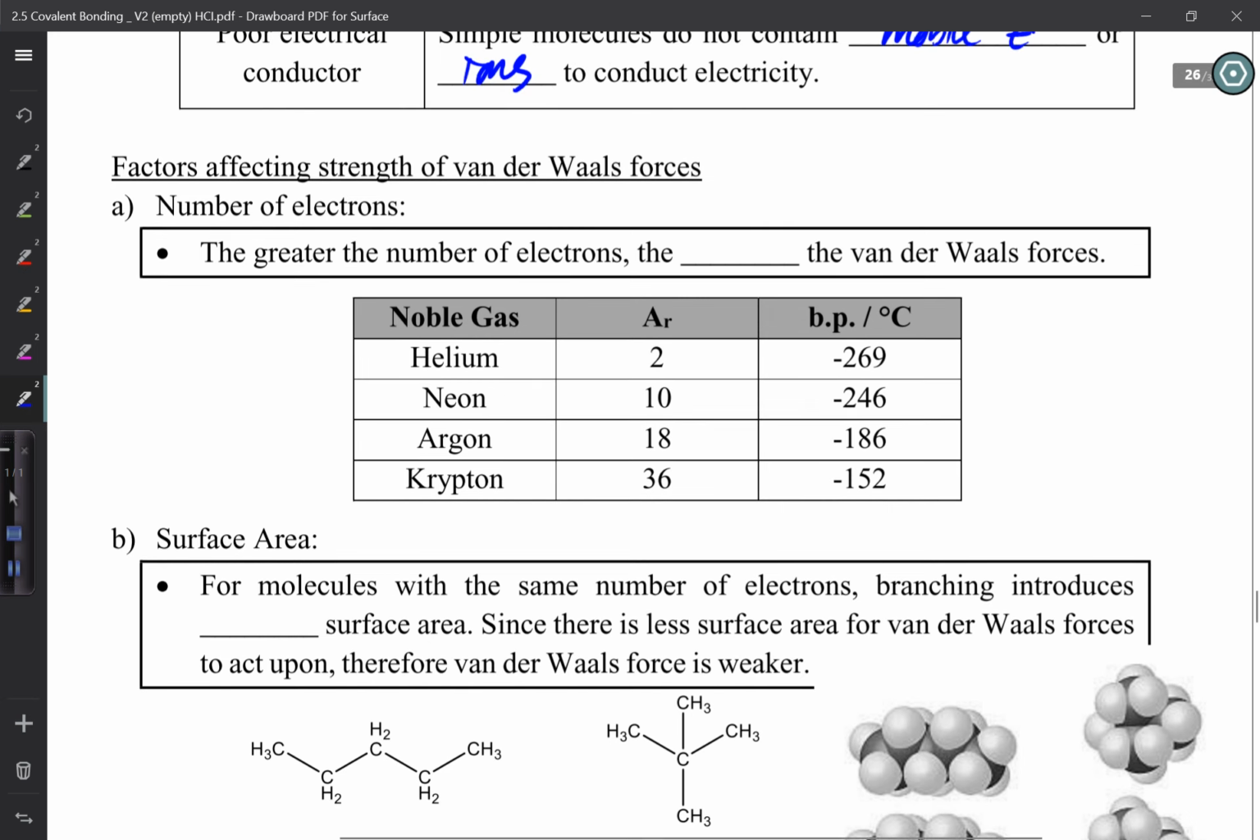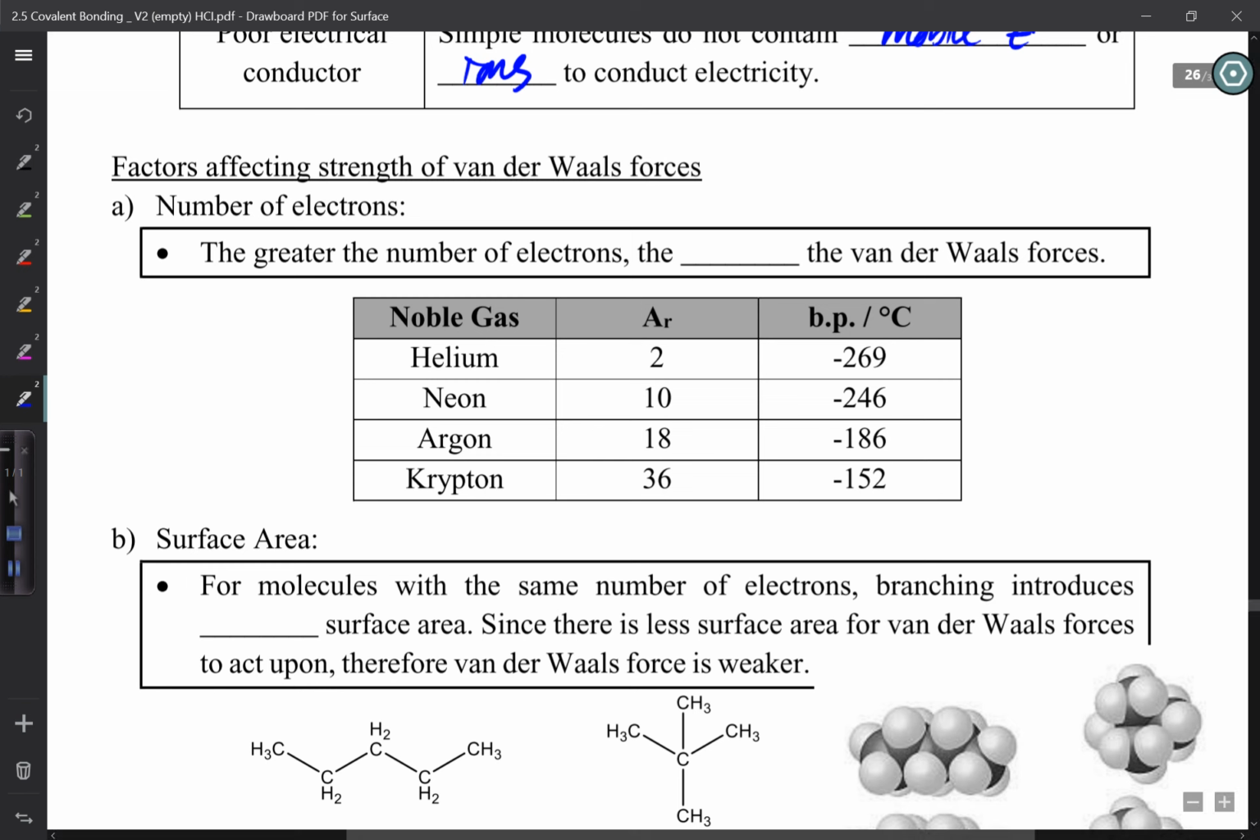Okay, next, let's talk about factors affecting the strength of van der Waals forces. The first factor which affects van der Waals forces is the number of electrons. The greater the number of electrons, the stronger the van der Waals forces. If you compare the noble gases helium, neon, argon, krypton, with increasing atomic mass, you can see that the boiling point basically increases.